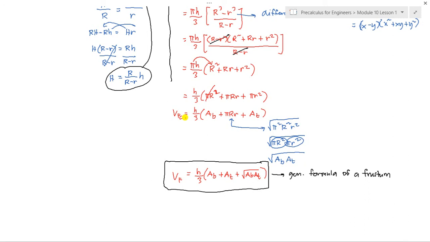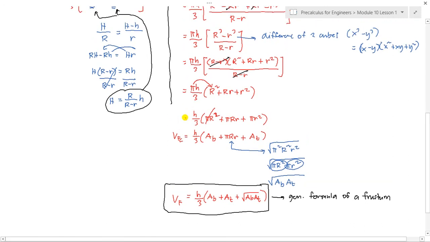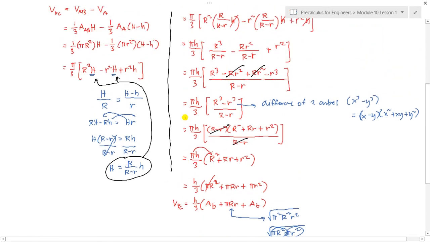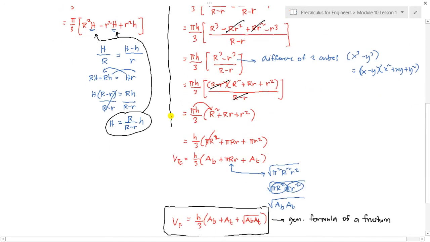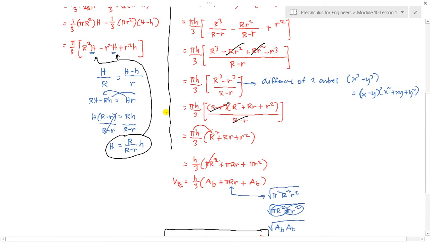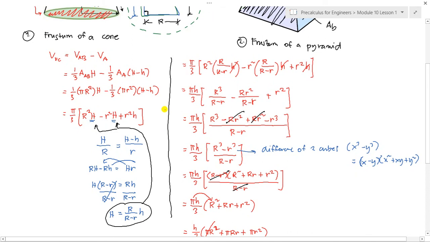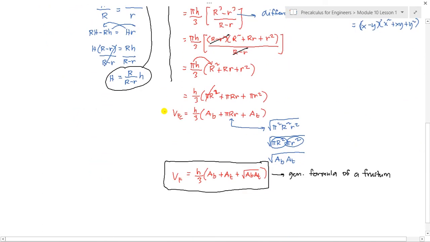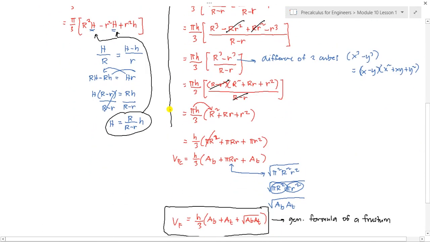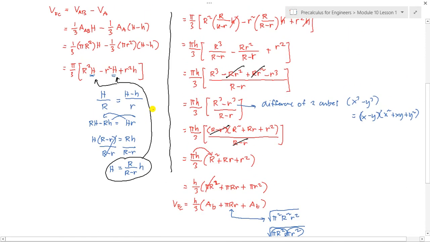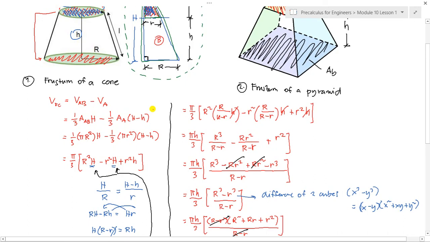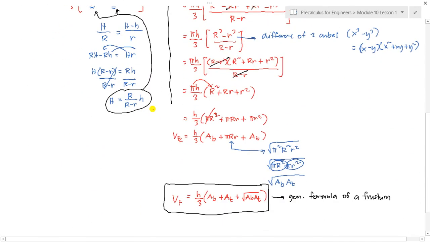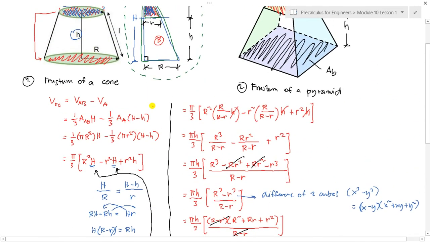Have you encountered this before? You don't have this in senior high? Junior high, then. Was the derivation shown? No, just the formula. Okay, so basically, this is just a review for you, on how to get the volume of a frustum.